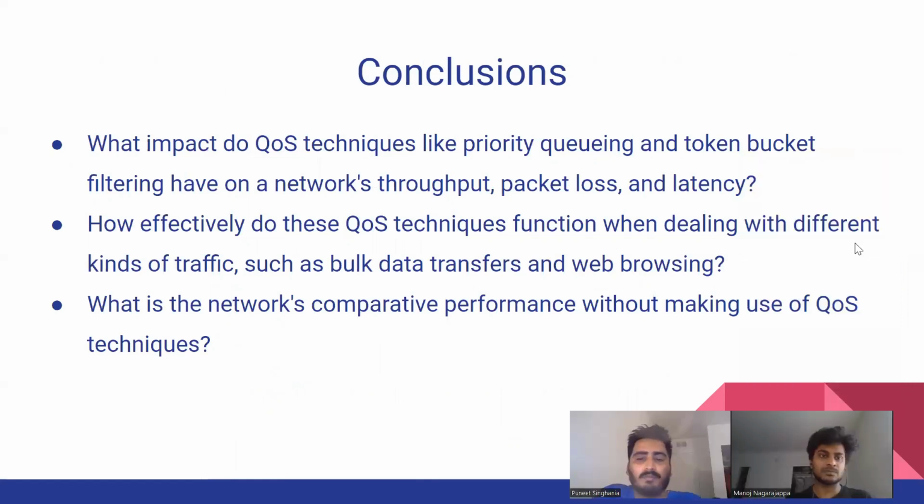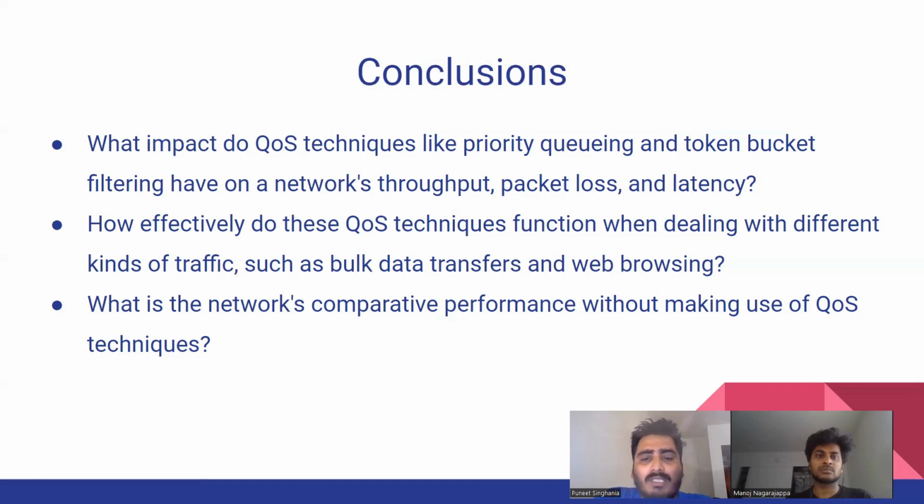So basically, what we are trying to say is that we were trying to answer three questions. What impact do QoS techniques like priority queuing and token bucket filtering have on the network's throughput, packet loss, and latency? We realized that the QoS techniques do have a very high impact on the network's throughput, packet loss, and latency. And also we can use different kinds of traffic here. The second question is how effectively do these QoS techniques function when dealing with different kinds of traffic? We are using bulk data transfer and web browsing.